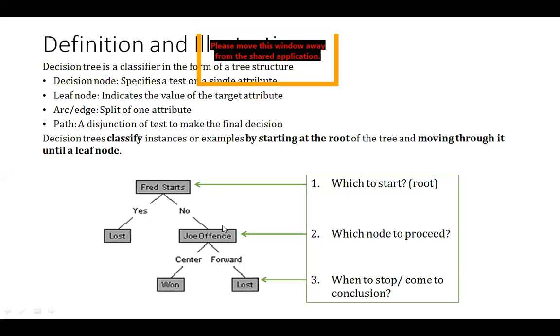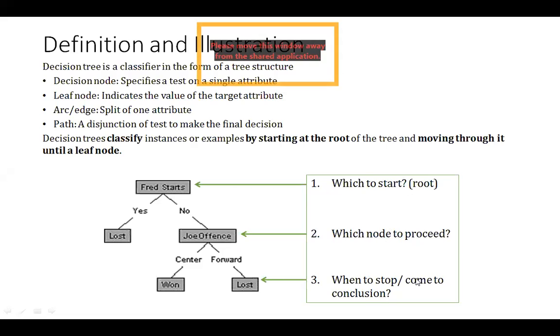So the leaf nodes will be attributes. They will give a direction for the user in which direction they can proceed. For example, which node we can proceed to: either you have to move right, or you should move to the left side of the decision tree.